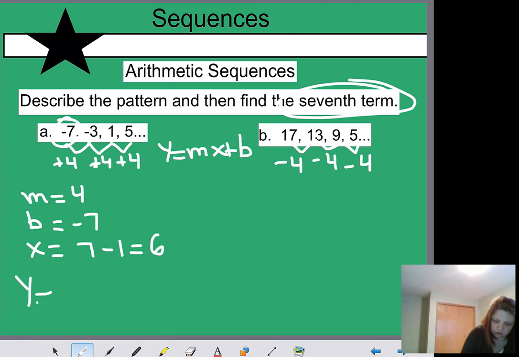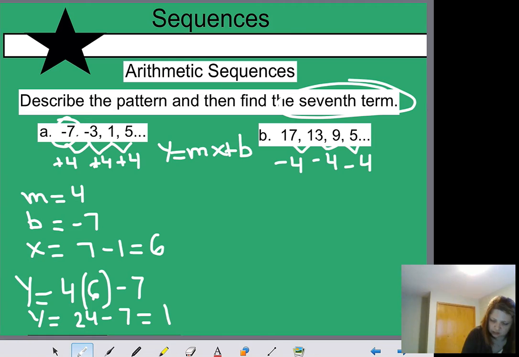So let's go ahead and substitute. Y will be equal to m, which is 4, times x, which is 6, then minus 7. So y will be equal to 4 times 6, which is 24, minus 7, which is 17. So if we continue the sequence, the 7th term here will be 17. And you can definitely add 4, 4, 4 and check and see if that is the right answer. Okay, well, let's take a look at the second one.